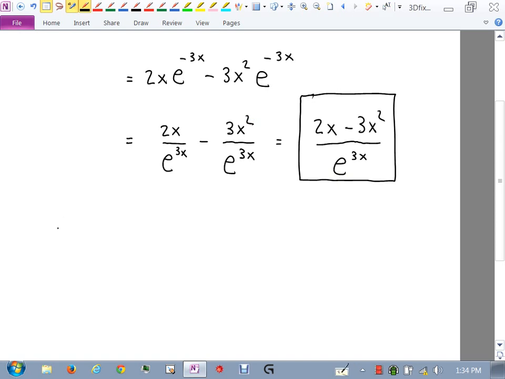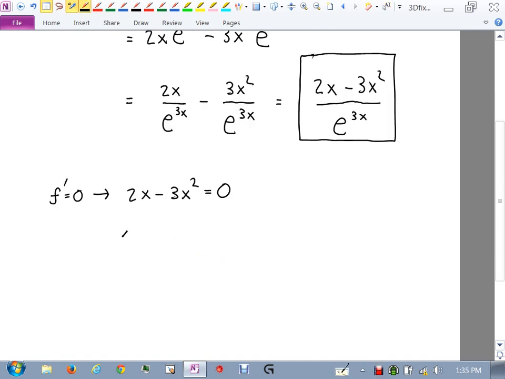All right, when's the derivative of this 0? Well, all I have to look at is the top, just the top, because I've already put it in that nice little fractional format. And this is a quadratic, but I have a GCF. I can pull an x out, 2 minus 3x. So what are your solutions here? 0 and 2/3.